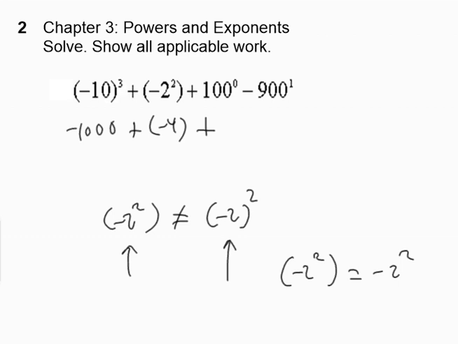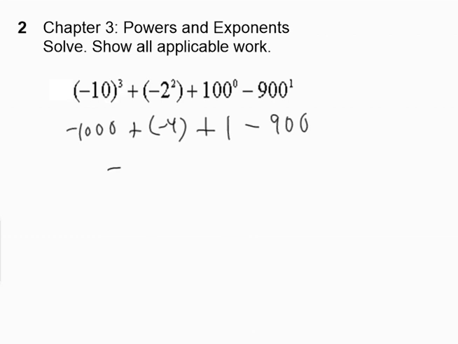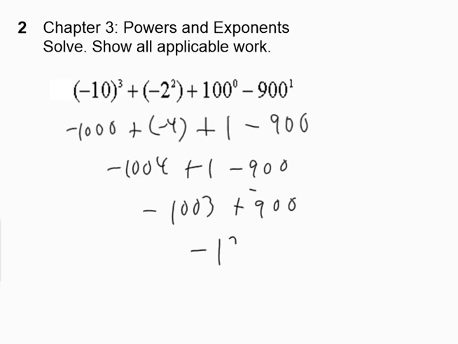The next one is 100 to the exponent of 0. Any base to an exponent of 0 has a standard form of 1. Minus 900 to the exponent of 1, and any base to an exponent of 1 is itself. So we're going to have minus 900. When I work this out, I have negative 1,004 plus 1 minus 900. Negative 1,003 minus 900. And if you have a hard time with this, you can switch it over like that. And your final answer is negative 1,903.